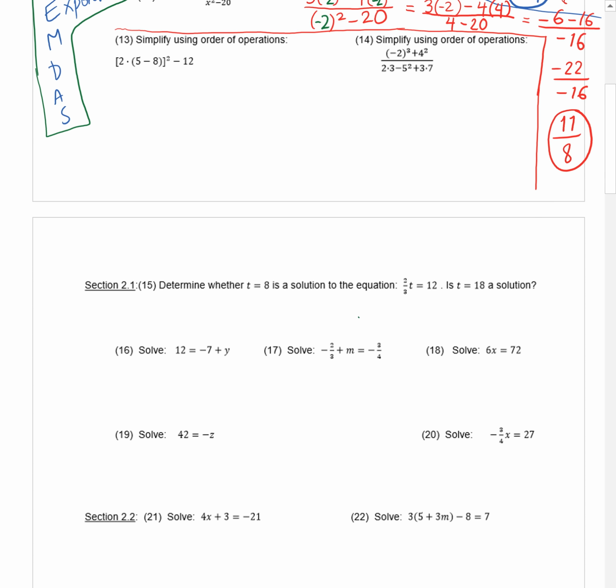Well, if there are two sets of parentheses, or brackets and parentheses, you want to zoom in on the very middle part. If there are parentheses within parentheses, zoom right into the very middle. The middle parentheses is right here, the 5 minus 8. So I'd want to focus on that first. Let me subtract those, keeping everything else the same. It's bracket 2 times, 5 minus 8 would be negative 3, and then close bracket squared minus 12.